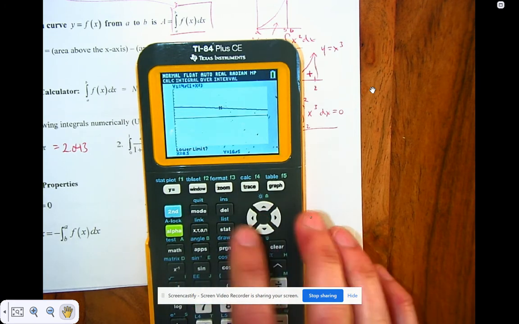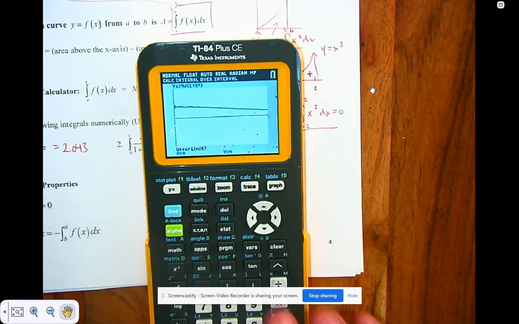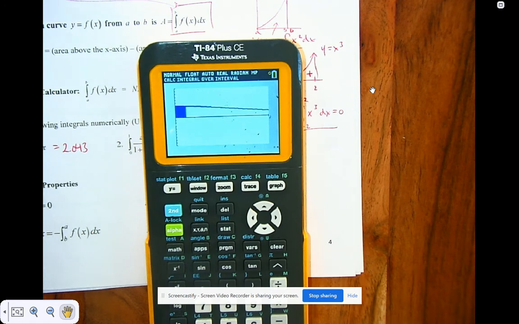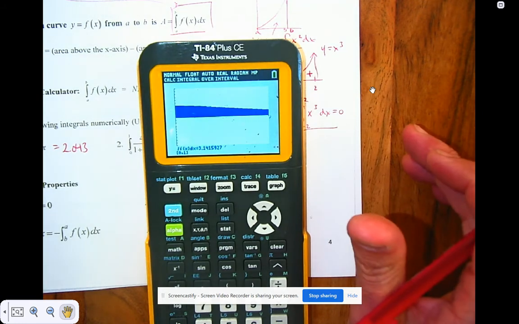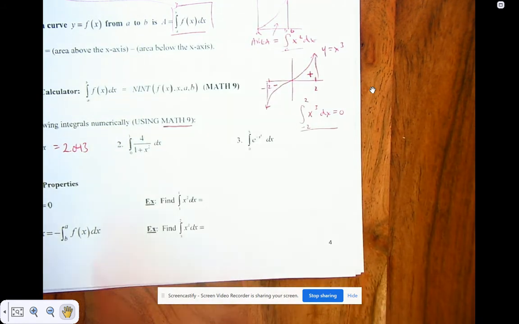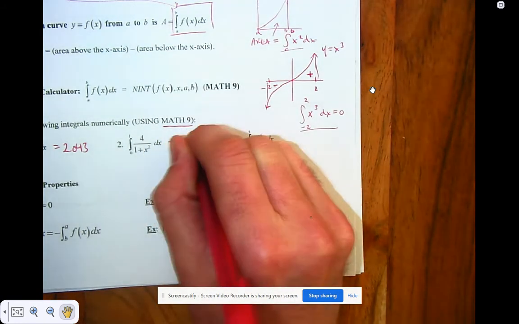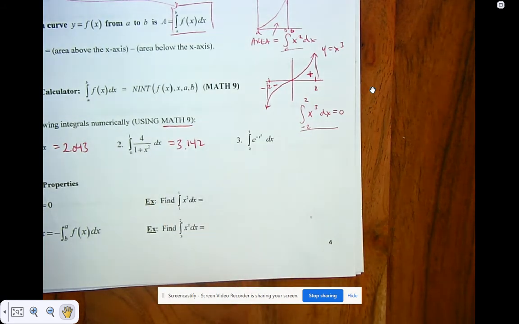If I go into 7 and do 0 and 1 here, it's just going to add it all up for you. You can see it's a bunch of rectangles. Answer is 3.142. So this is 3.142. Okay, I'm guessing you guys can plug in that last one.